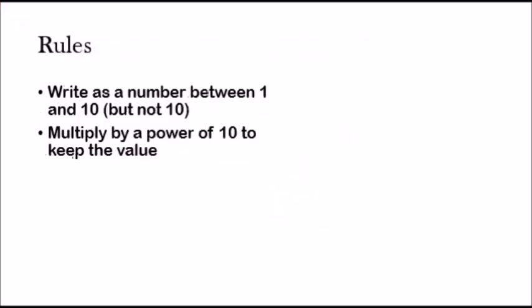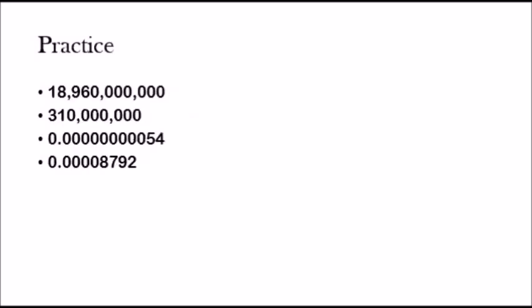The rules for writing a number in scientific notation is that you take the number and you write it as a number between 1 and 10, but not 10 itself, and then you multiply that number by a power of 10 to keep the value. So let's go ahead and look at a few examples.